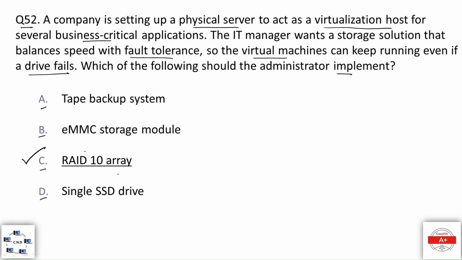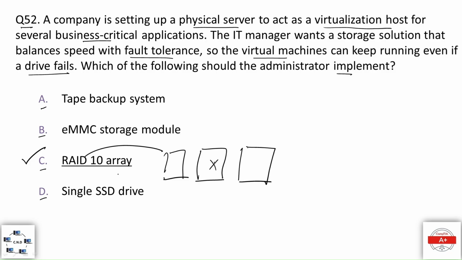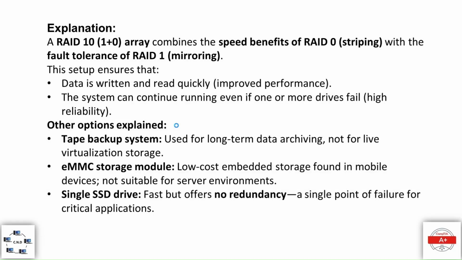RAID stands for redundant array of independent disks. So we combine multiple disks in different combinations and strategies so that they give us redundancy, so that if one drive fails, the data still resides on the other drive, as well as speed, because data can be written and read from multiple drives simultaneously. So let's go to the explanation.